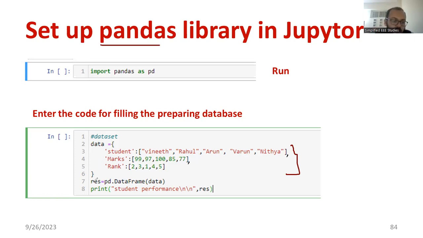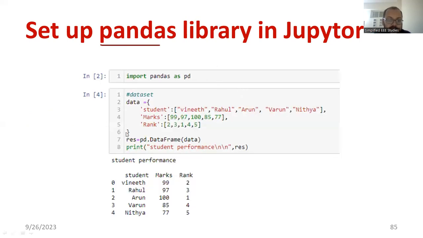Later, you call one variable called res, which is equal to pd dot DataFrame, and then put data, mentioning what kind of data you are going to use. Later, you have to display student performance, so you have to highlight this particular variable. I put res; any variable you can put, it is up to you. Later, you run the program, and you'll get this particular data.